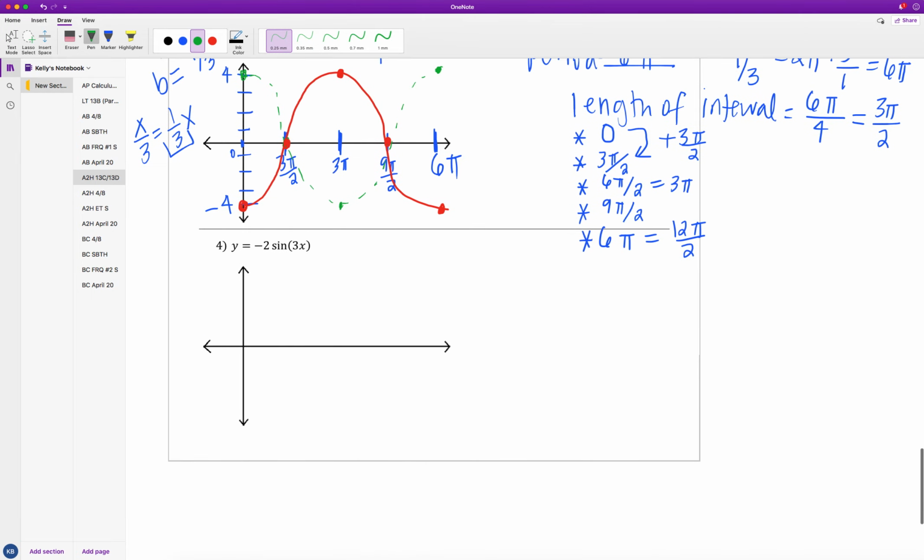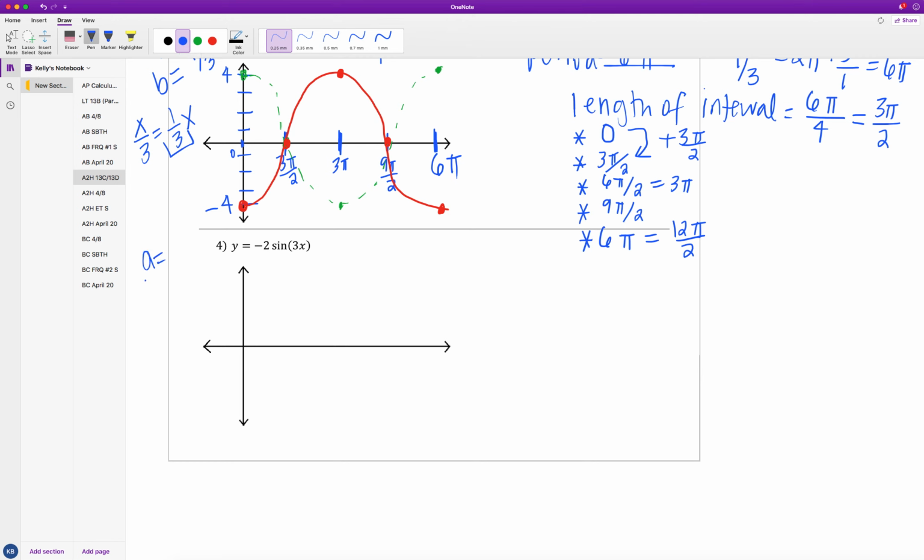Okay, our last example for this guy says y equals -2 times sine of 3x. I'm going to have you pause the video right now and do the example, and let's see what you end up getting when we check it. Okay, so let's walk through this together to check our work.